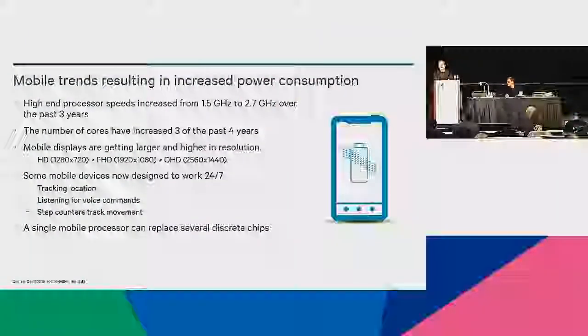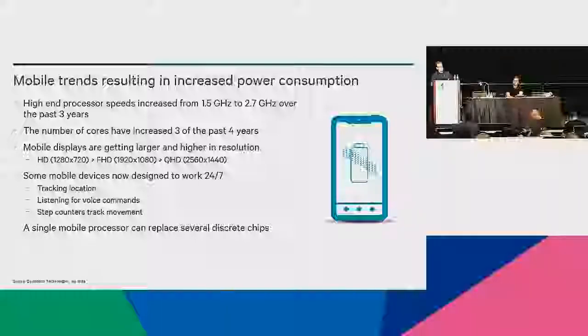So let's talk about the challenge here. We've seen some mobile trends that make this a lot more challenging. High-end processor speeds have almost doubled over the last 3 years, from 1.5 to 2.7 gigahertz. Number of cores have increased 3 of the last 4 years. Mobile displays are getting much larger and higher in resolution. This Samsung tablet here is a 2.5K display, and lighting up that many pixels takes a lot of power.